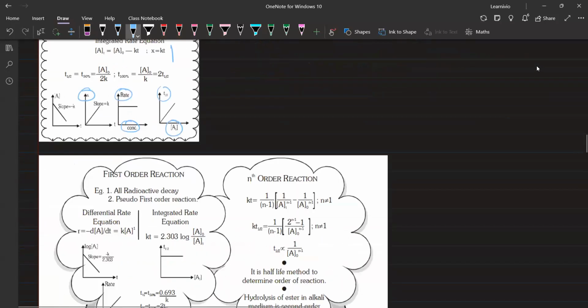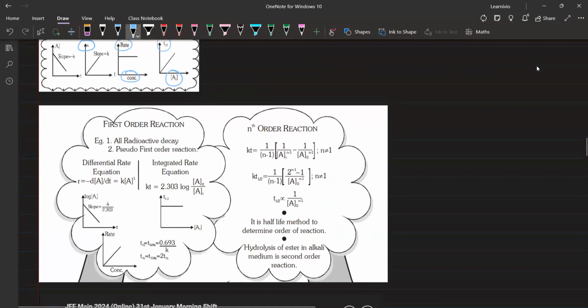Then we have first order reaction. In first order reaction, you also have to remember that all the radioactive decay happens through first order reactions only. The integrated rate law equation is KT equal to 2.303 log A naught by AT. Again, here A naught is the initial concentration, and AT is the remaining concentration.